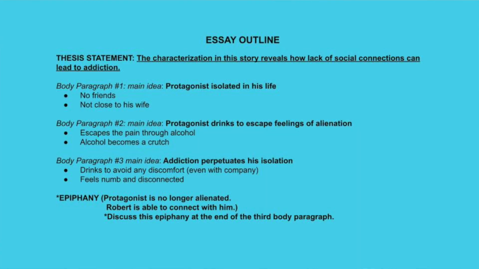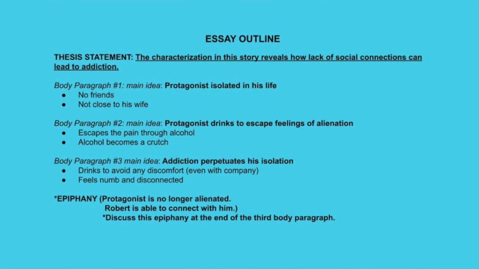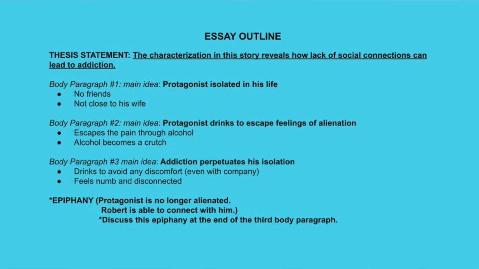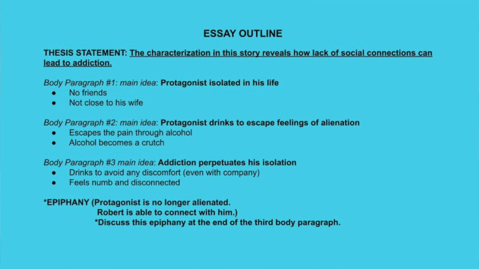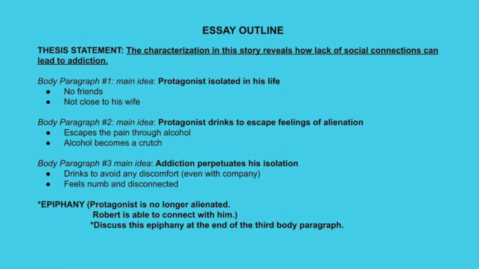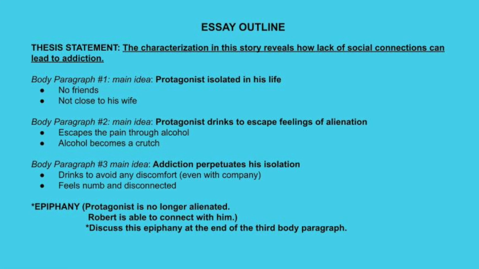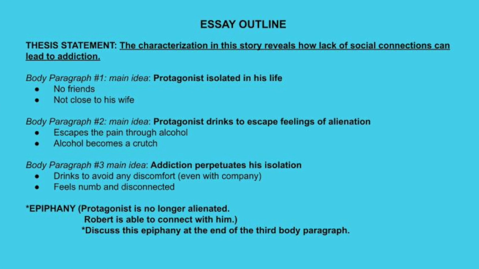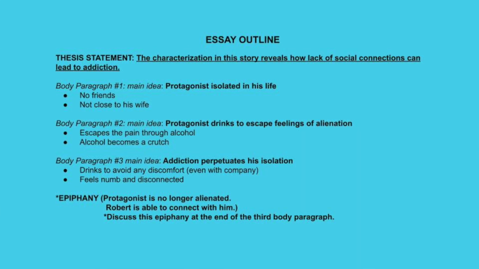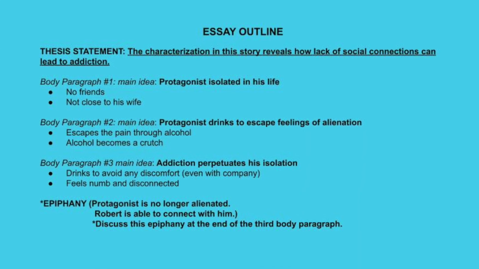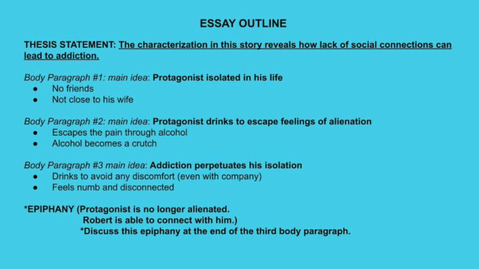In the third body paragraph, you could discuss how this protagonist's addiction is actually perpetuating his isolation, because anytime he feels any kind of discomfort, he drinks. And this is even with company. I mean, when Robert is there, did you see how many drinks they had throughout the whole evening? It's his only way of dealing with his pain. But the problem is, it's causing him to feel numb and disconnected. So he's not able to break out of this cycle.